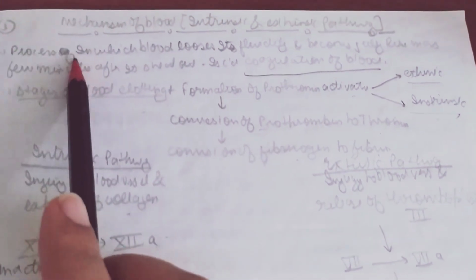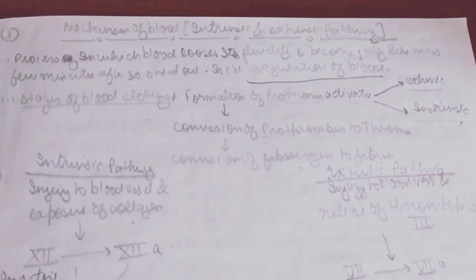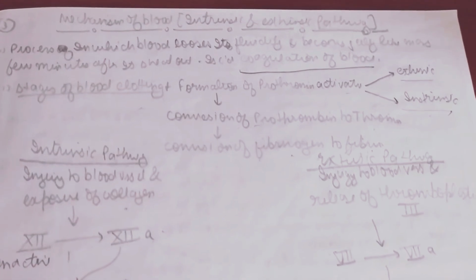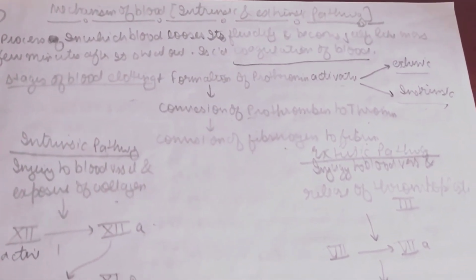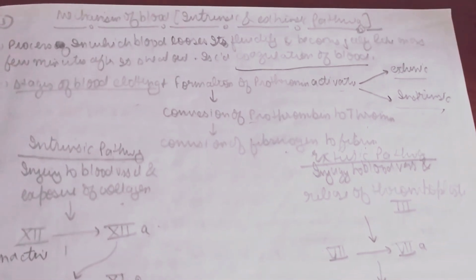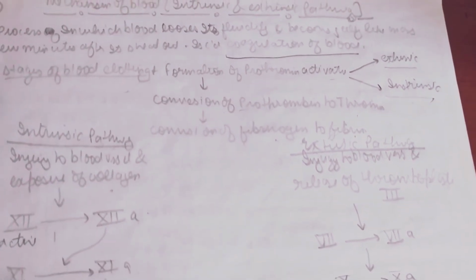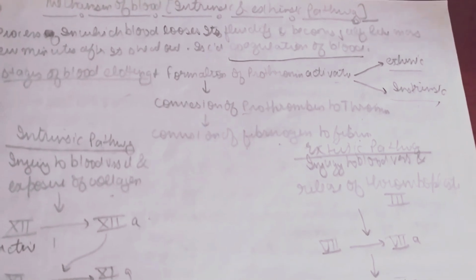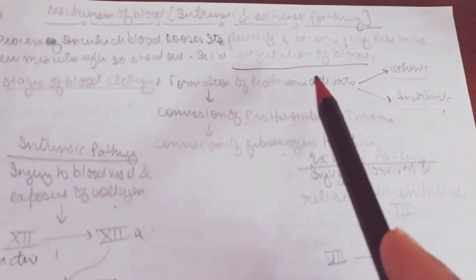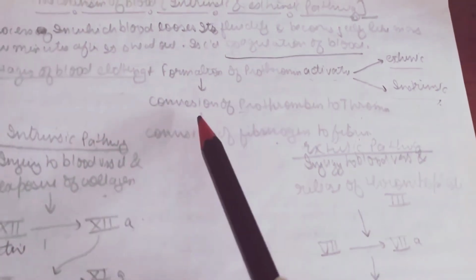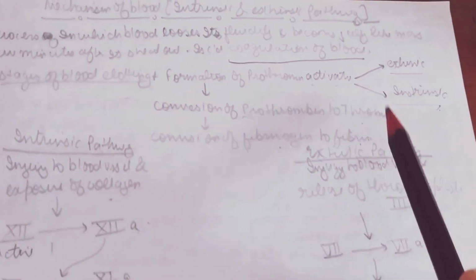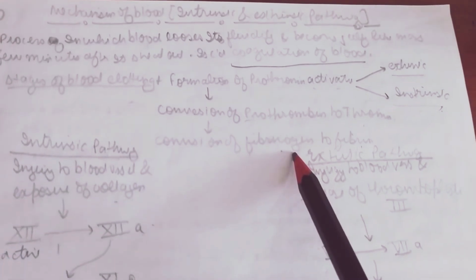The process in which blood loses its fluidity and becomes a jelly-like mass a few minutes after it's shed out is called coagulation of blood, right? So now let's next learn about stages of blood clotting, that is formation of prothrombin activator either by extrinsic or intrinsic pathway, then conversion of prothrombin to thrombin, and conversion of fibrinogen to fibrin.